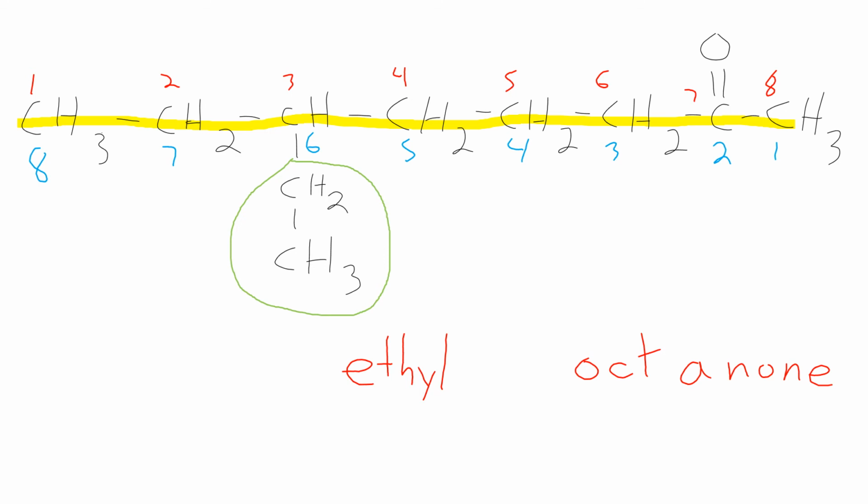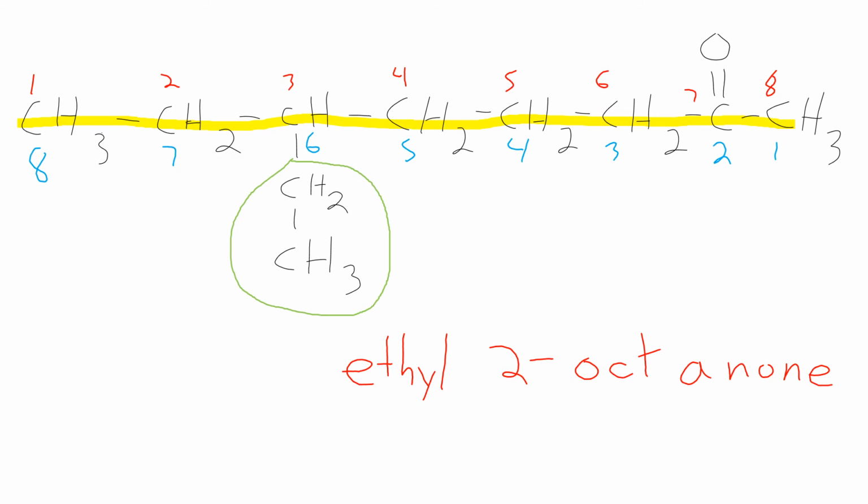Well, in the red numbering system, that would be at position 7. In the blue numbering system, that would be at position 2. Well, that tells us we have to use the blue numbering system going right to left. So that puts the functional group at position 2. For ketones, you always have to use a number to describe where the location of that C double bond O is at, because that could have been on any one of these interior carbons. You have to be specific which one you're referring to.